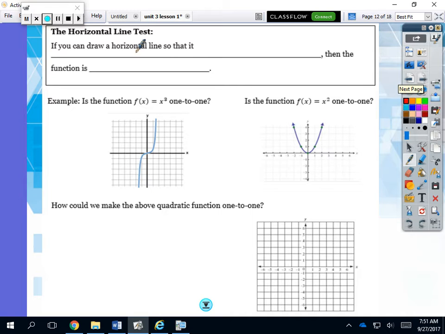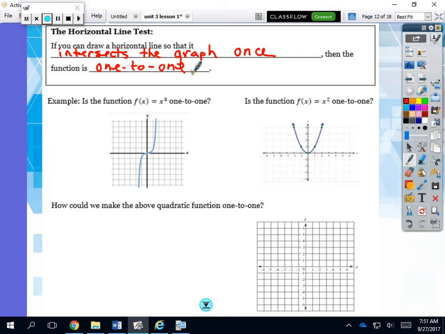So if you can draw a horizontal line, which is left to right, so that it intersects the graph exactly once, then that function we say is 1 to 1. A function that is 1 to 1 has an inverse that is also a function.